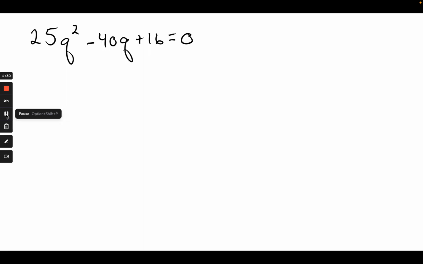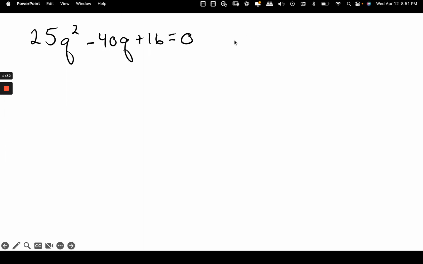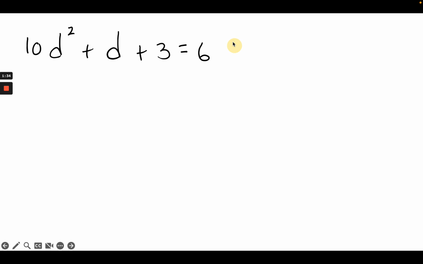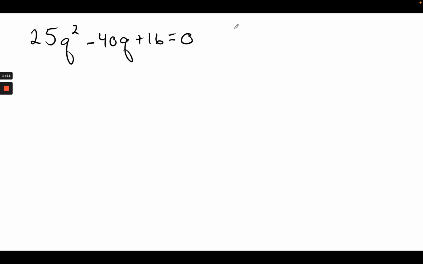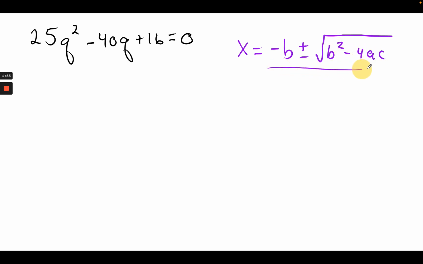Okay, now let's get back. Let's write it down. Wait, what happened? Oh no. Try that again. X is equal to negative b plus or minus the square root of b squared minus 4ac all over 2a. Sing that song. You have to memorize this. This has to be second nature to you.